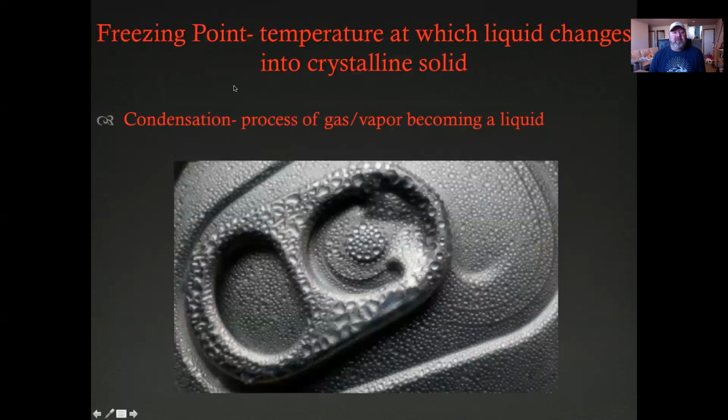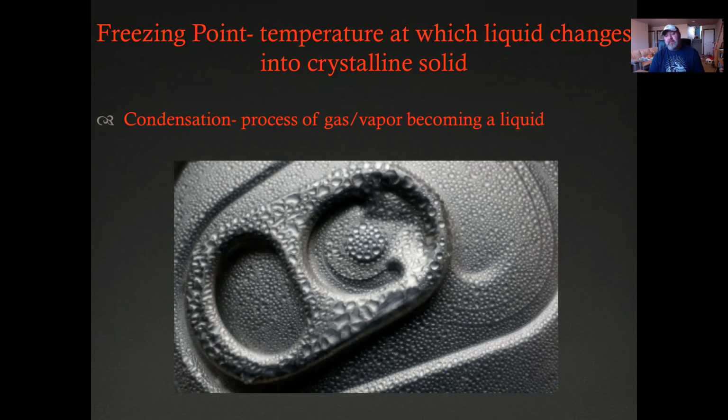Okay, we have the freezing point. That's the temperature at which the liquid is going to change into a crystalline solid, right? Something goes from a liquid to a solid. That's the freezing point. And then condensation is something else that happens. That process happens when we have vapors that condense or come in contact with one another, and they will form little droplets. If it happens in the atmosphere, then precipitation or rain starts.